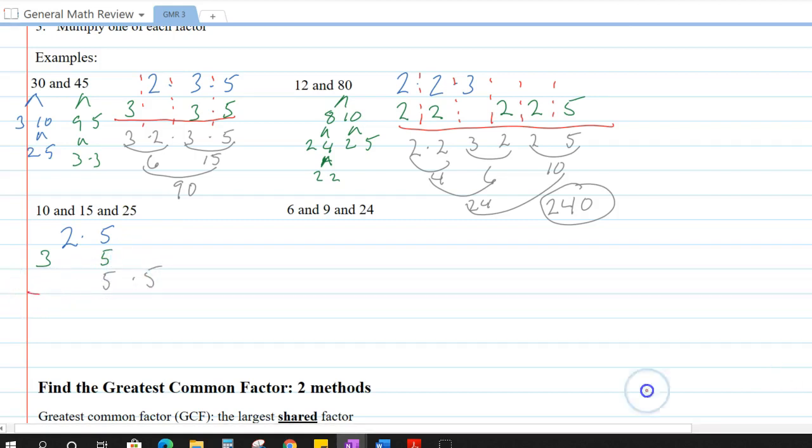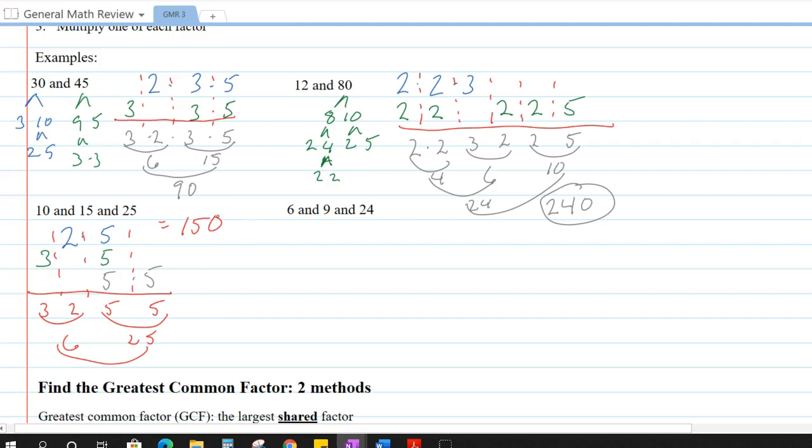Now we're going to separate them into our columns. I have a 3, I have a 2, I have a 5, and another 5 column. So that would give me 3 times 2 times 5 times 5. Well, 5 times 5 is 25, 3 times 2 is 6, 6 times 25 is equal to 150.